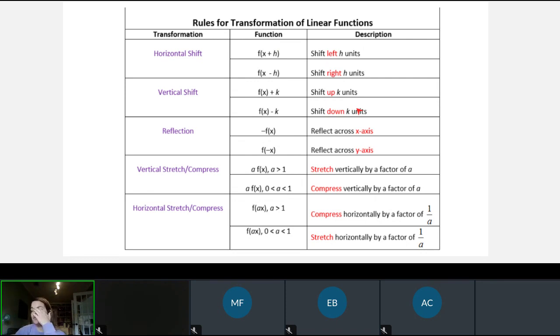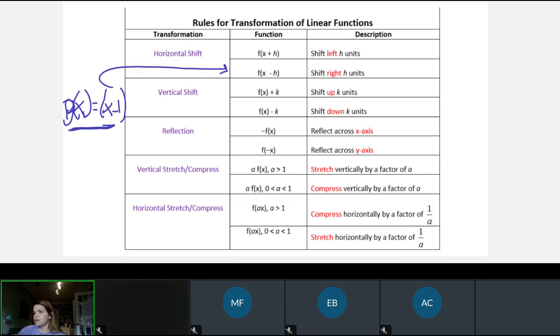Okay, good, Jonathan. So you can take a look at your function. Let's say you were given a problem that said g of x equals x minus 1. I would ask myself, what does this look like? It looks like this: parentheses, x minus 1. So that means it must be going to the right 1.